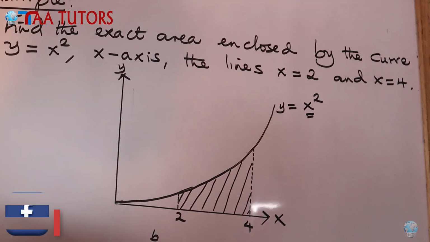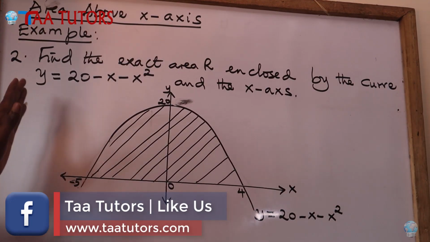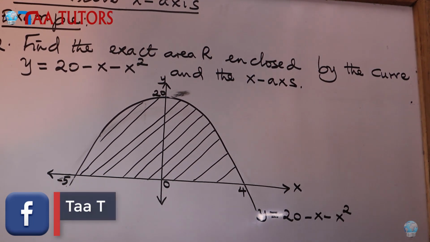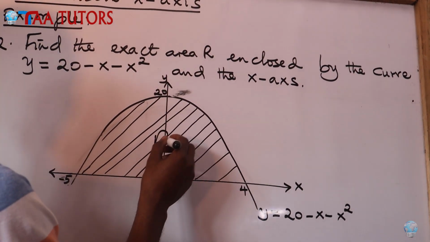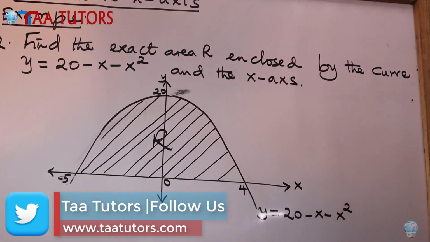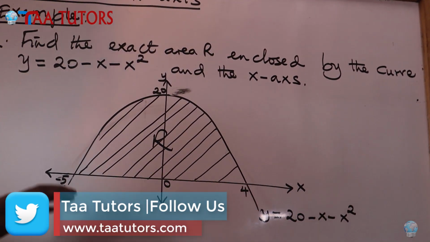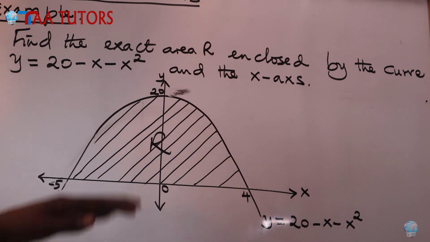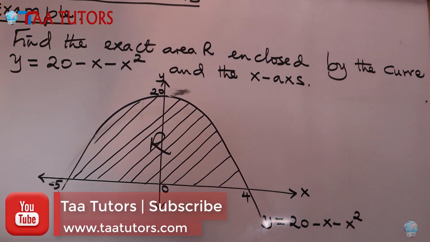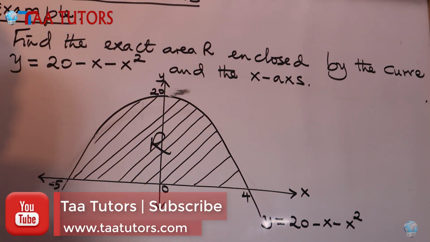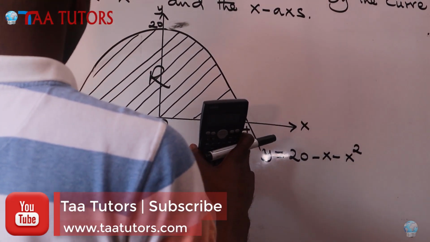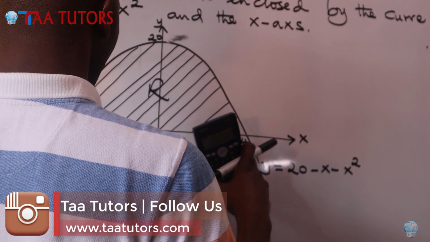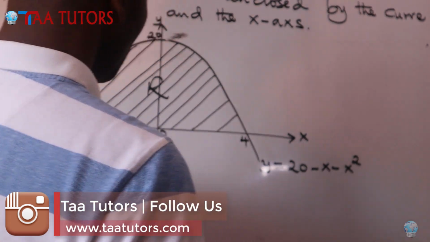Let us move to example 2. And example 2 reads, find the exact area R. This is our area R, the region that is shaded, enclosed by the curve y equals 20 minus x squared and the x-axis. We know that now the limits here are -5 and 4. So -5 and 4 will be our limits.